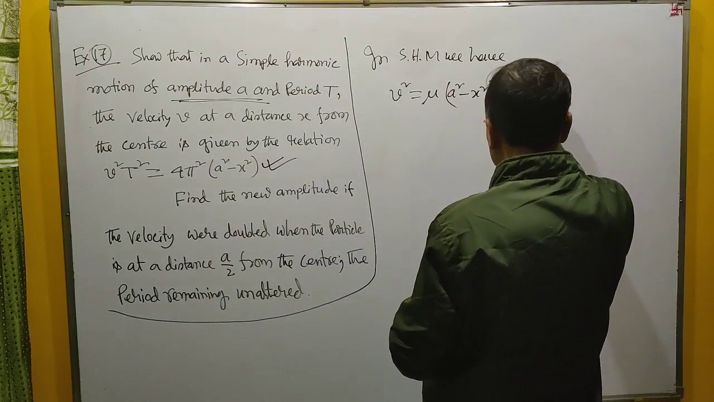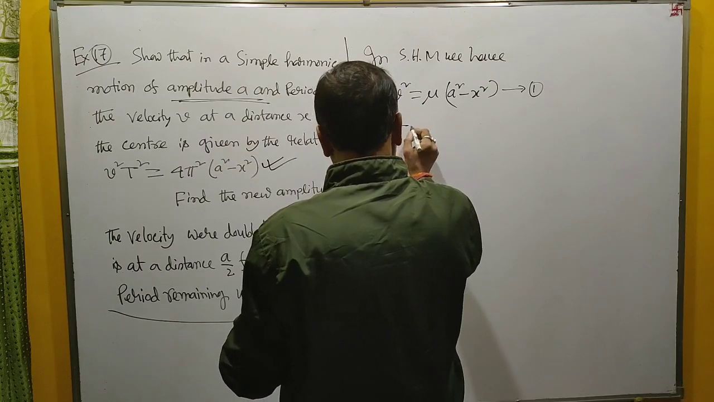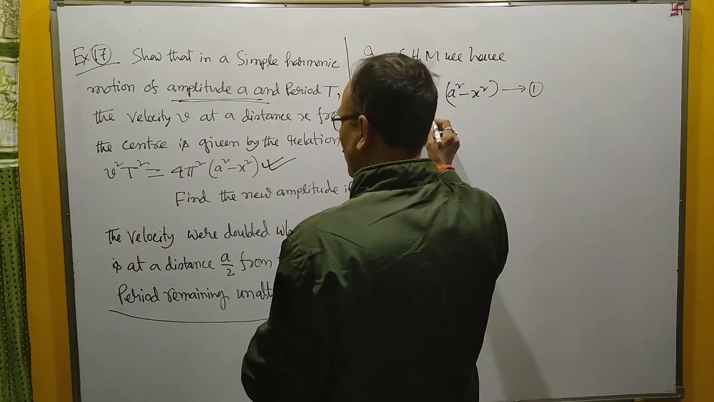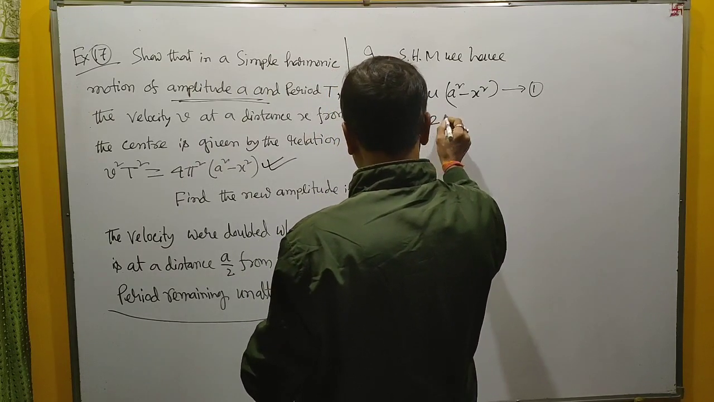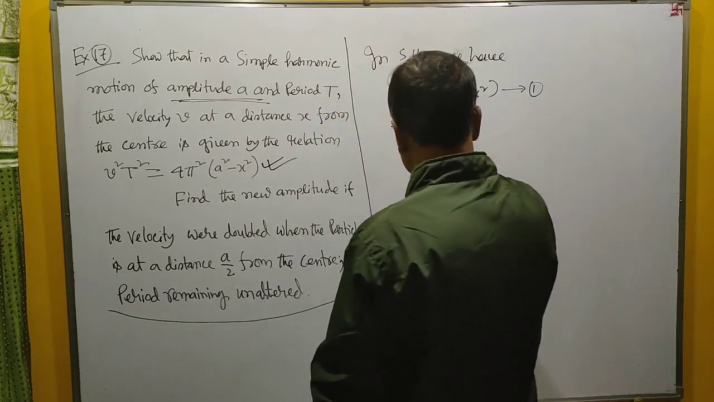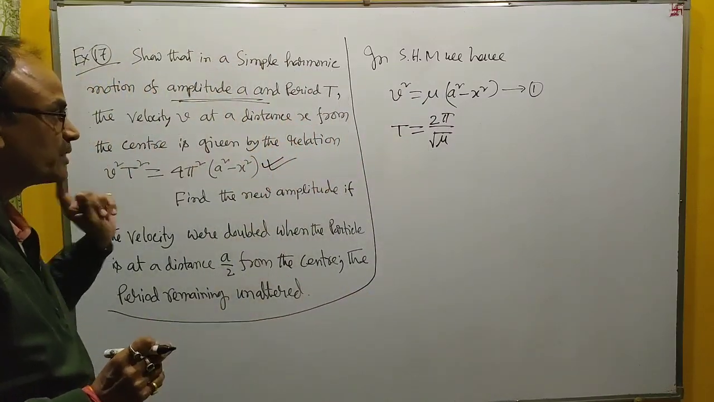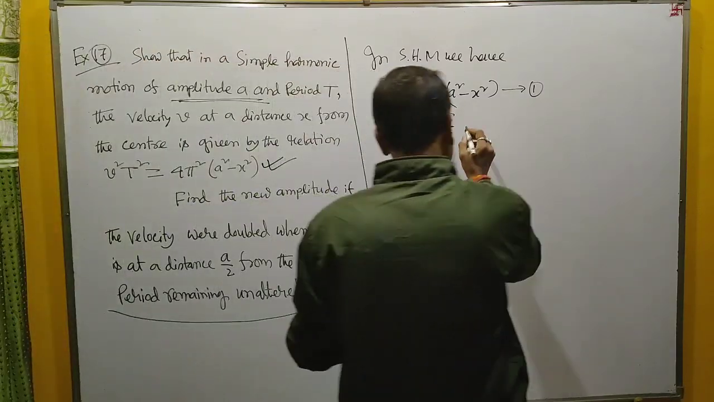Suppose this is number 1. Mu is the intensity of force. Time period T is equal to twice pi by root mu. Suppose this is number 2. Time period T is equal to twice pi by root mu. V square is equal to this.